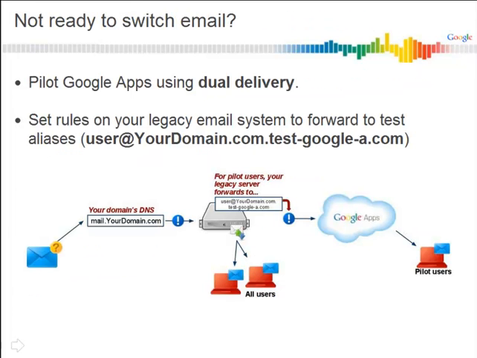If you're not ready to fully switch your email service over to Google Apps, you can also set up a pilot group using dual delivery. This configuration consists of setting up forwarding rules on your existing email system to deliver email to a test alias in your Google Apps account. Configuring dual delivery before changing your MX records is not mandatory, and if you're interested in setting it up, please visit your setup wizard for more details.